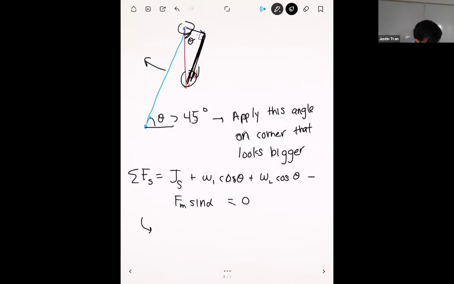And so if we, oh, I do have the minus here. I just missed it. All right, and so if we solve for JS, we get JS is equal to minus W1 plus W2 cosine theta plus FM sine alpha.